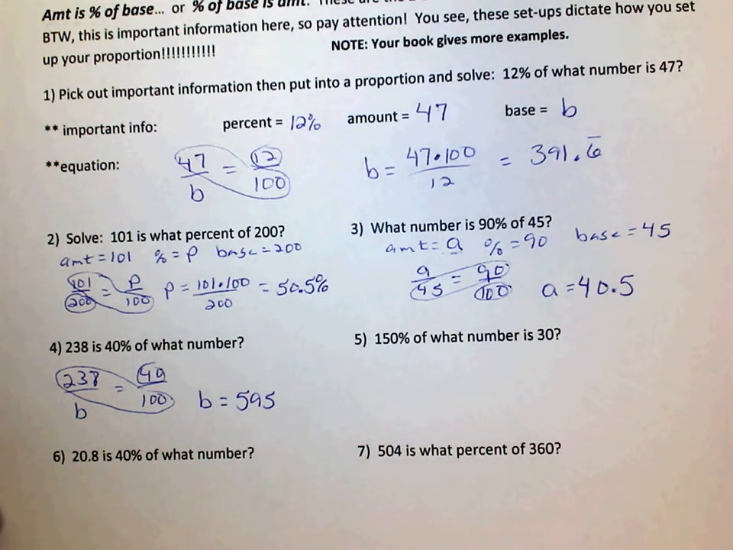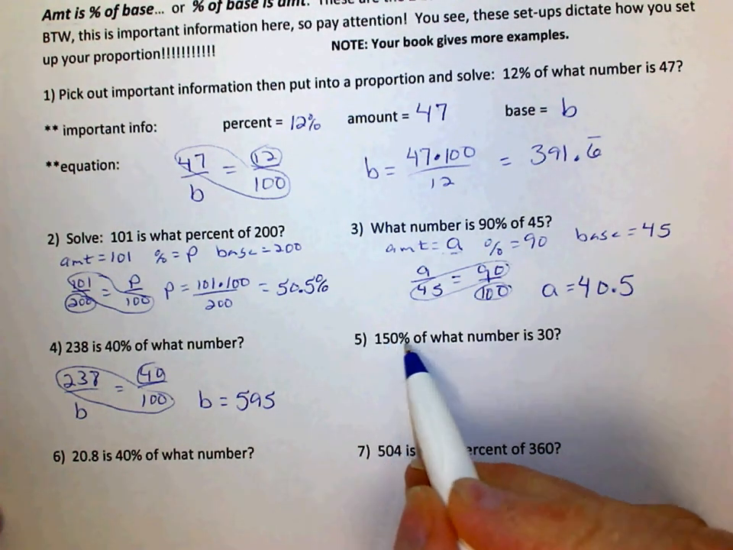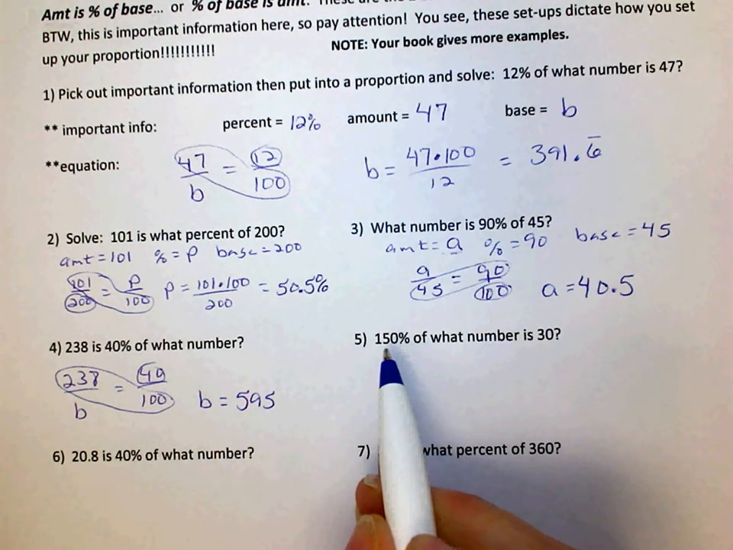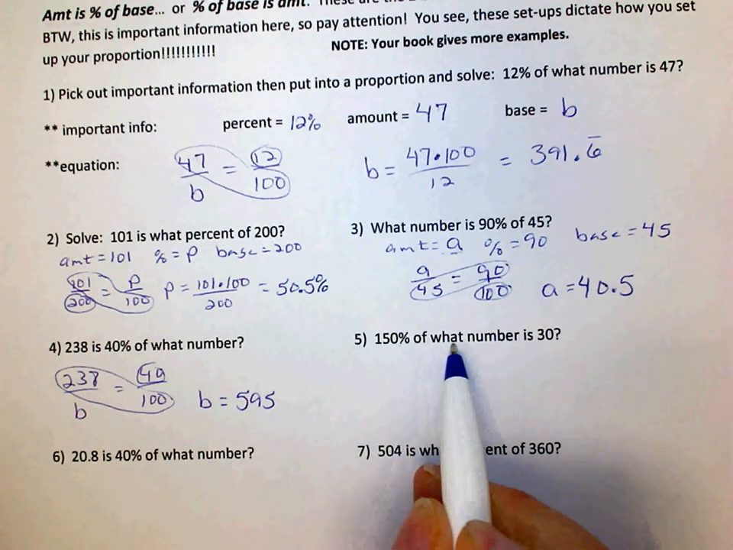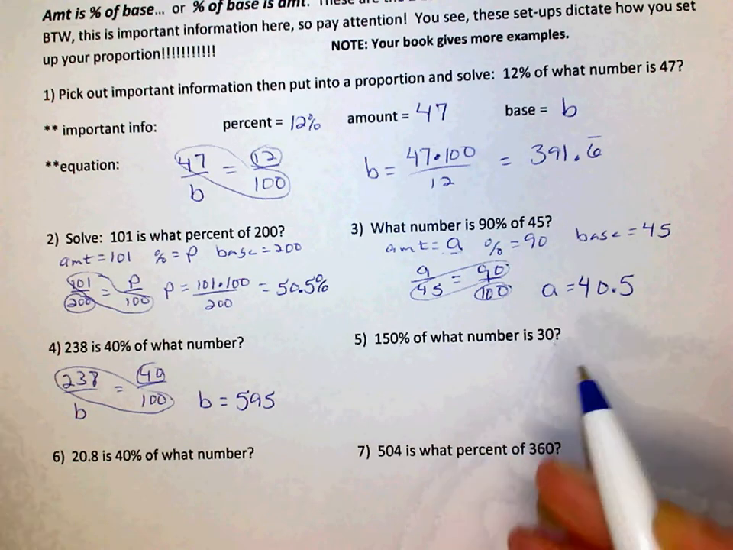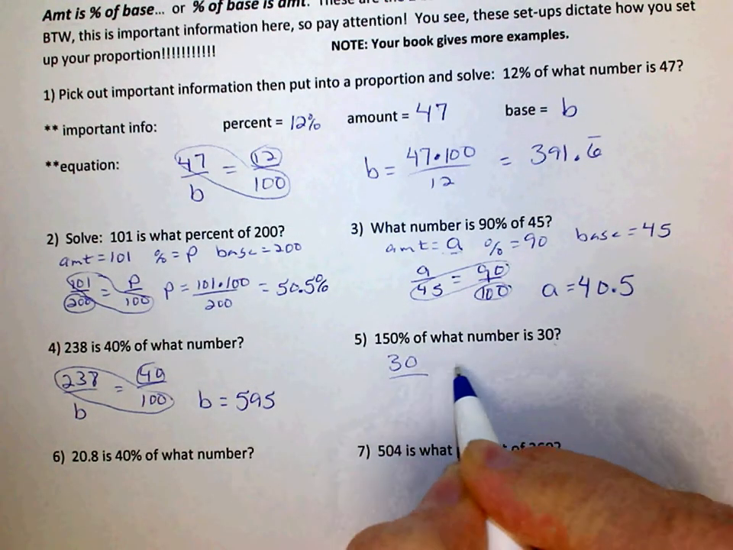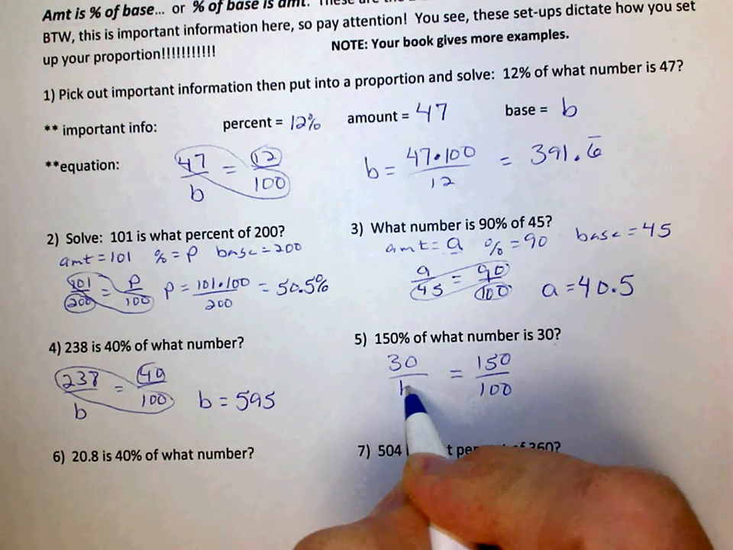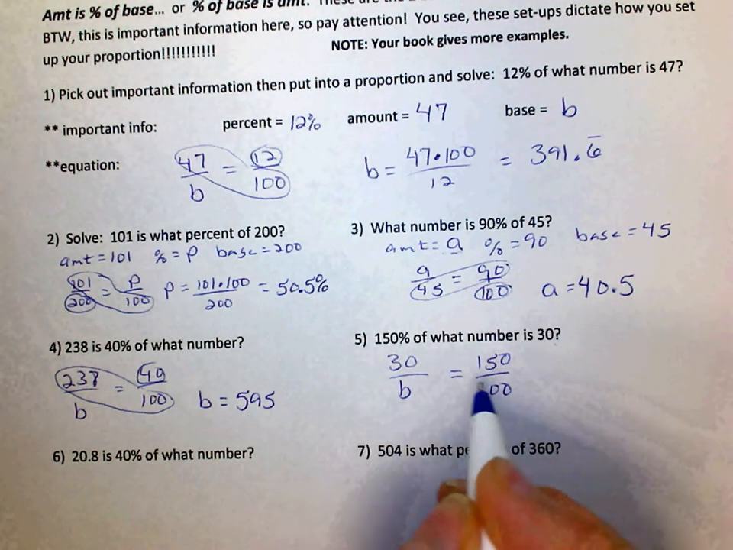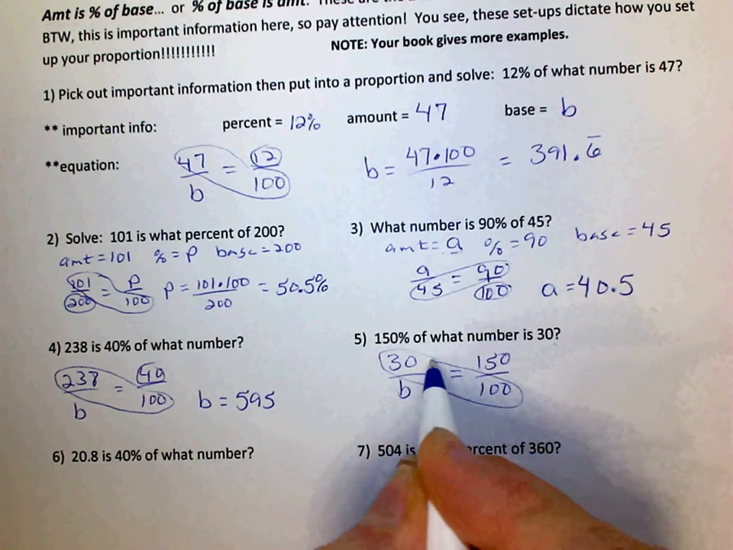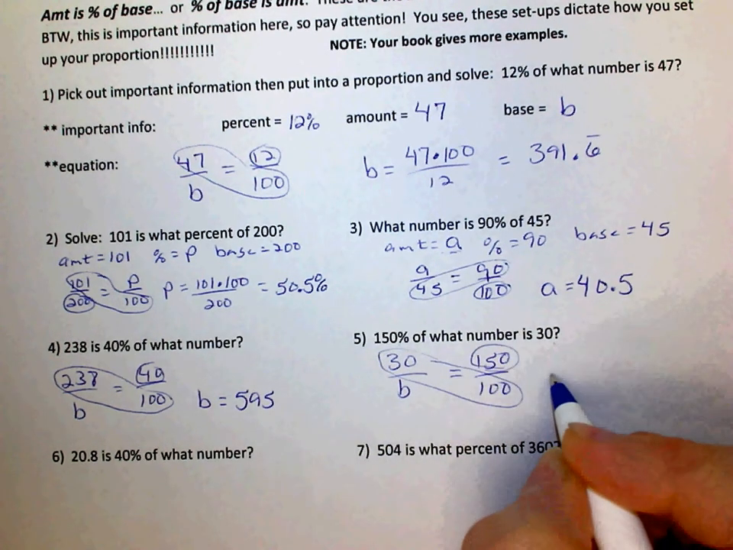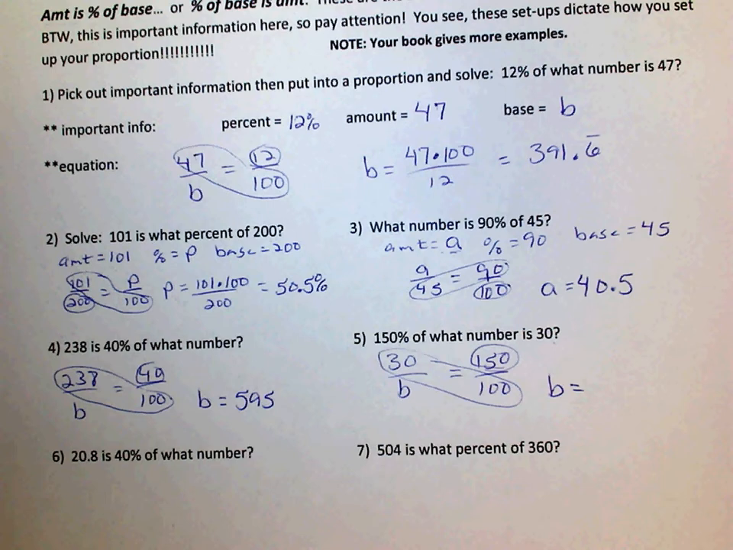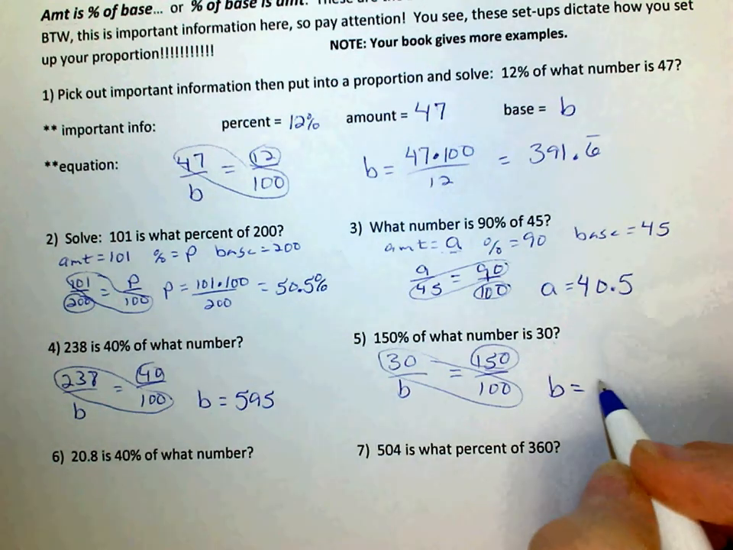Now, 150%. Percent came first, so percent of base is amount. So we do have the amount. We have our percent. What we don't have is our base. Multiply those two, divide by this one, and 30 times 100 divide by 150 gives us 20.